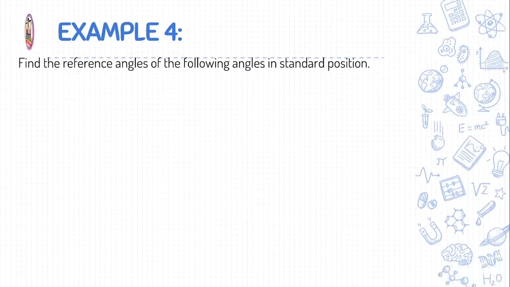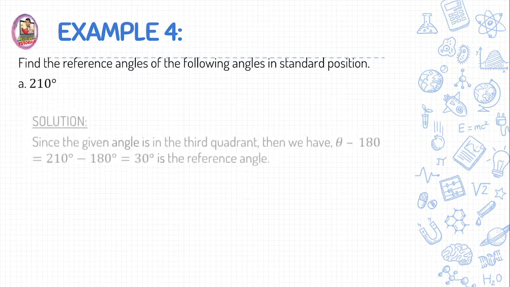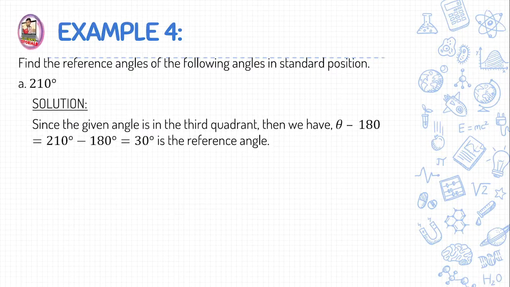So example, find the reference angles of the following angles in standard position. We have A, 210 degrees. So our solution, since the given angle is in the third quadrant, then we have theta minus 180. So that is 210 minus 180 is equivalent to 30. So therefore, the reference angle is 30 degrees.